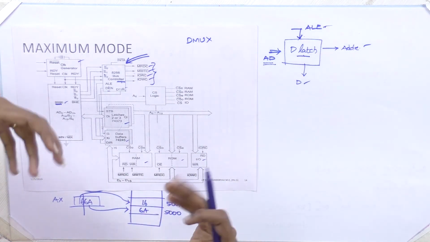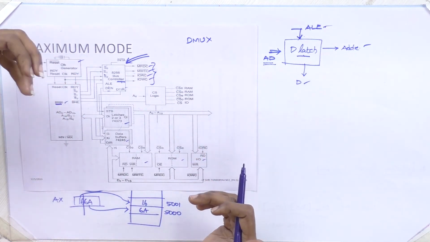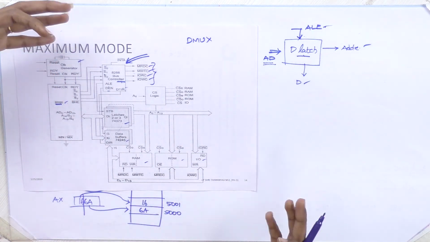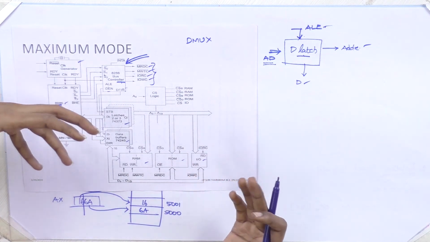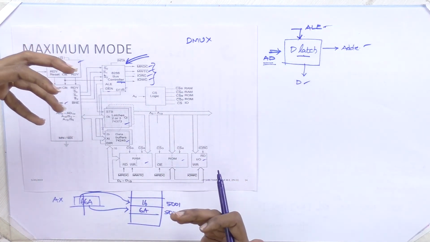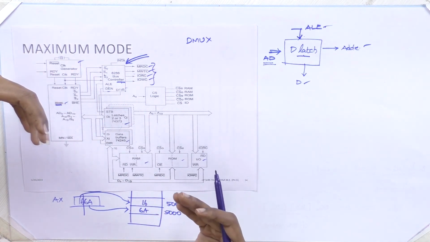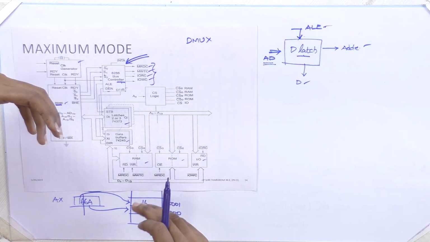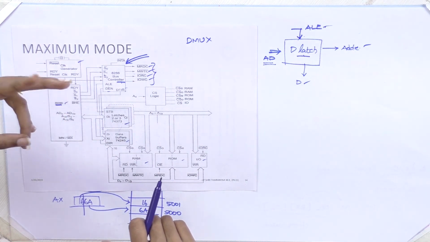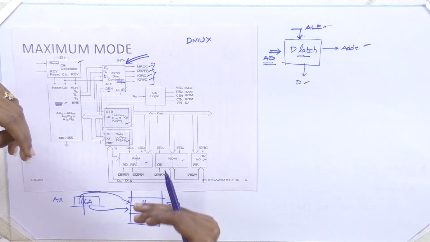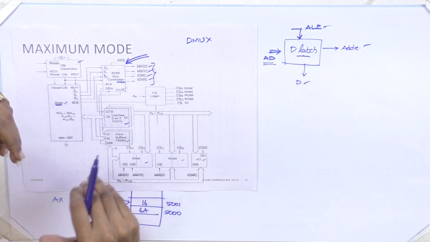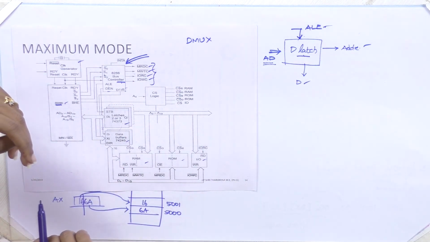Why do we go for such a co-processor concept? If you are performing a complex operation, if you want to interface more and more sensors and collect more data to perform an application, at that time you have to operate your 8086 microprocessor in the maximum mode. We have to attach a co-processor with it. Another difference is that to generate the control signals you need extra hardware. So here we need a bus controller.